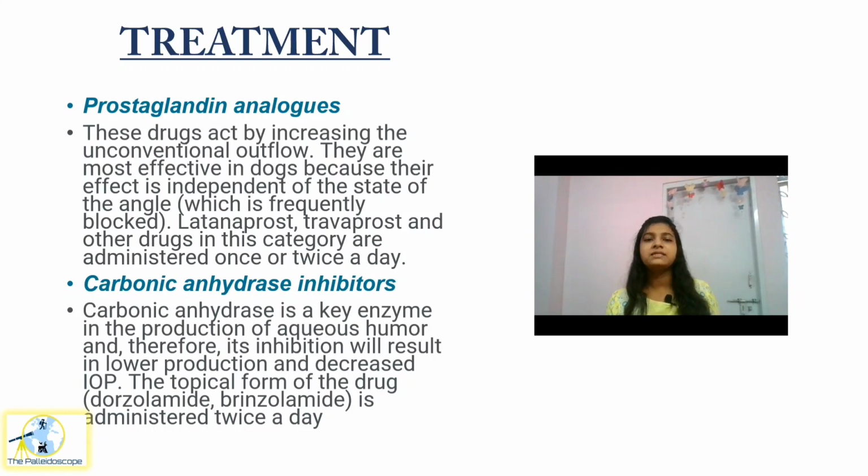Then carbonic anhydrase inhibitors. Carbonic anhydrase is a key enzyme in the production of aqueous humor, and therefore its inhibition will result in lower production and decreased IOP. Now, carbonic anhydrase is very essential in the production of aqueous humor. So if you are giving inhibitors, then its production will be decreased. If the glaucoma is caused because of the increase in the production, then this is very helpful. The topical forms of the drug, called dorzolamide, then brinzolamide, are administered twice a day.